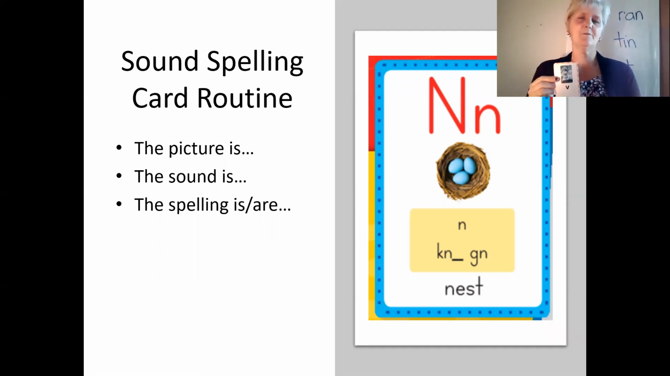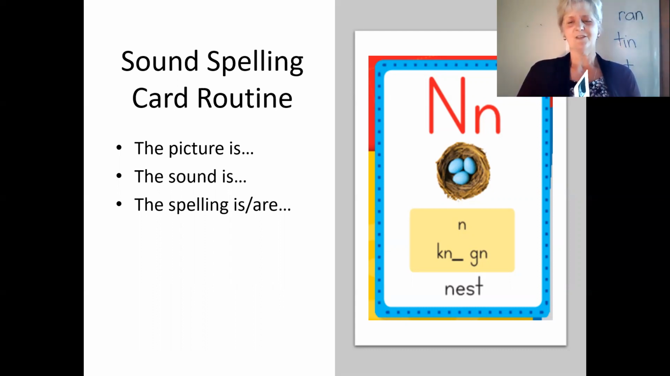Then when we're doing a review, the picture is, the sound is, the spellings are. When you have multiple spellings for a single sound, it goes like this. The picture is chick. Picture. The sound is ch. Sound. The spelling is ch. Spelling. The spelling is vowel tch. Spelling. Great. Now if I'm reviewing, picture, sound, spelling, spelling, and I'm very clear.